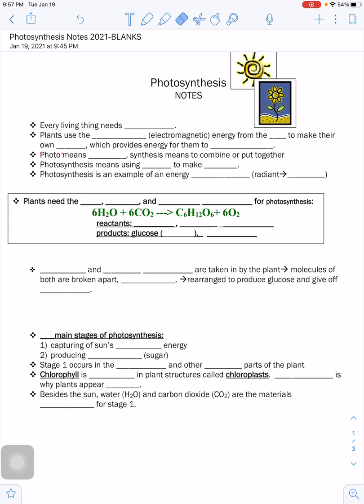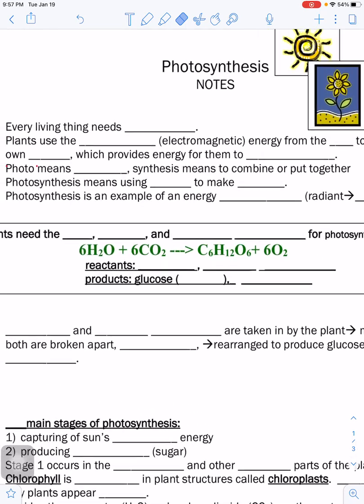These are your photosynthesis notes. Photosynthesis is a topic that you have learned about in elementary school. I'm here to refresh your memory, but also to bring a few other things to thought. So let's begin. Be ready to write in as you follow and watch along.